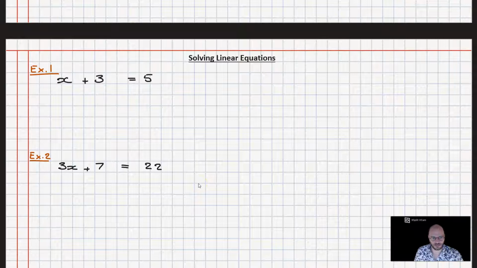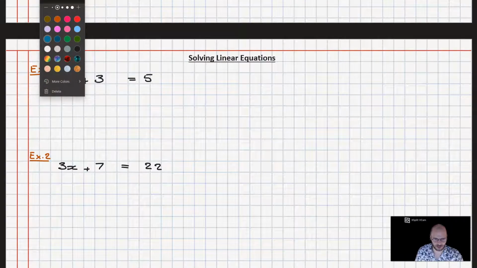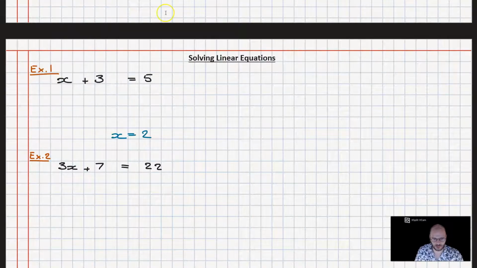In this video, I'm going to show you 3 examples of how we go about the process of solving linear equations. So in example 1 here, we've got x plus 3 equals 5. Now simply looking at this equation, you already probably know that x is going to equal 2. But remember, we're not necessarily interested in the actual value of x, but rather for this video, what we're looking at is the process involved in getting to this final value of x equals 2.